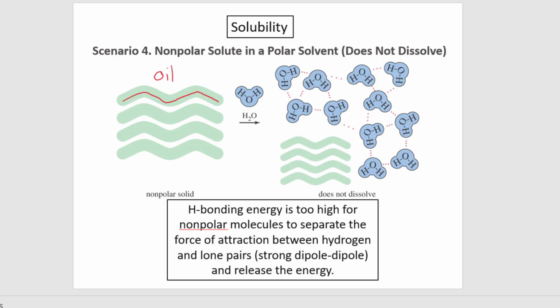And here's why. Water is so attracted to itself. Why would it even mess with anything? There's nothing attractive about that oil. There's nothing very positive or negative on that carbon hydrogen chain. So they kind of stay to their own sides, and you see a layer. They have two separate layers because they don't mix up.